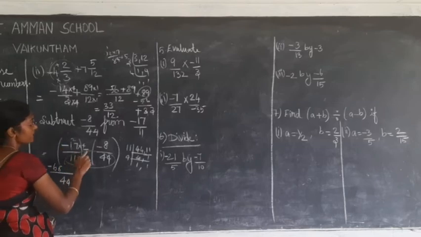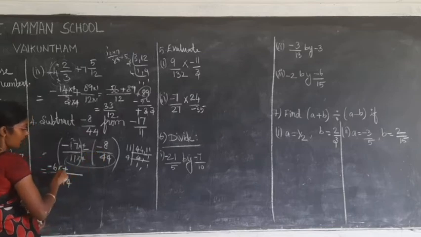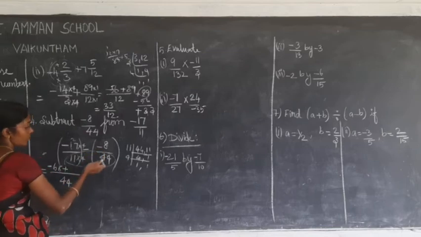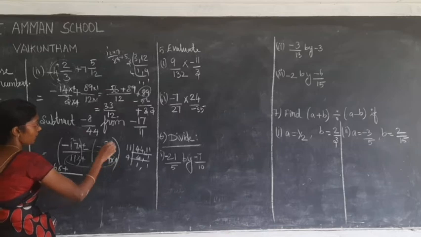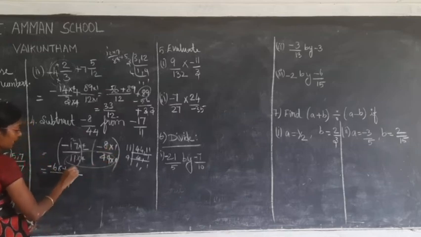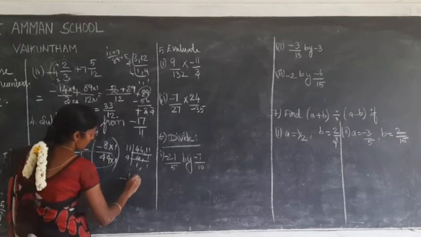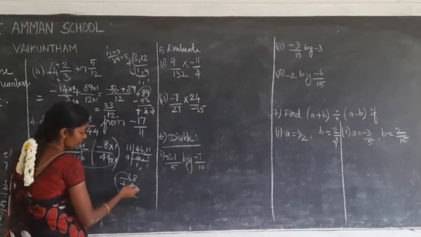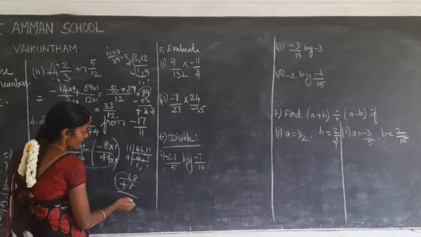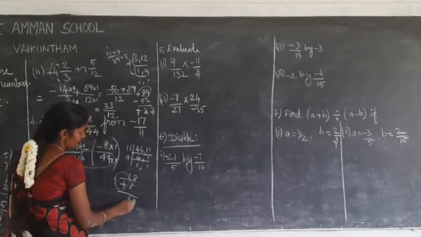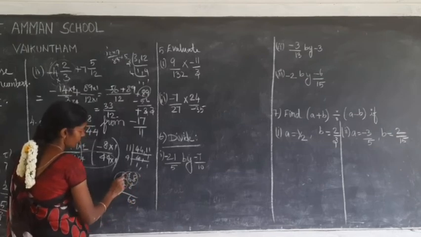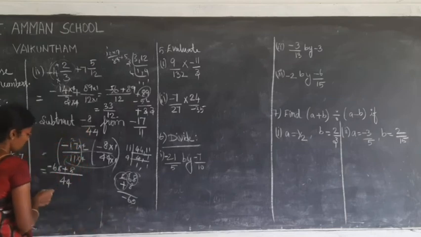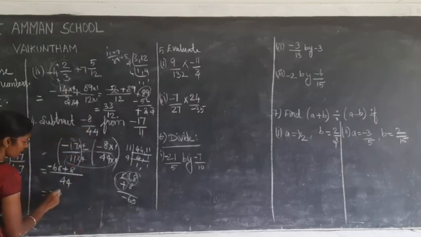So the minus into minus, so here plus. So 44 into 1, 8. So minus 68 plus 8. So different symbols. You have to subtract. So 68 minus 8, 60. So greater number 68. So symbol minus. So minus 60 by 44.